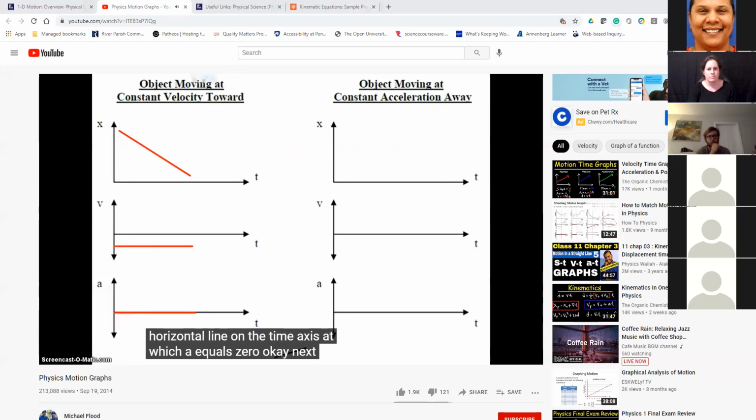Okay, next we go to an object moving at constant acceleration away. That means this object is speeding up, and if it's moving away from the point of origin, the X numbers, the distance numbers, are getting larger. This will result in a curved line that looks something like that. Curved upward means that it's getting faster. I'll demonstrate why for you here in a second. And away is indicated by the fact that the X numbers are getting bigger as time increases.